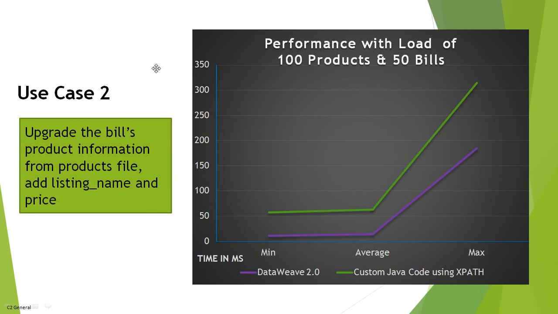In the next use case, we are going to update the bill XML with the product information. As you can see, this is a join of two XML files. The requirement here is to fetch some data from the product, put it into the bill XML and return it back. In this particular case, you can see DataWeave performs quite extraordinarily as compared to custom Java code. DataWeave takes around 5 to 10 milliseconds of average time, whereas for the same transformation Java code takes 60 plus milliseconds. So here DataWeave is definitely outshining Java custom code. Let's move on to the next use case.